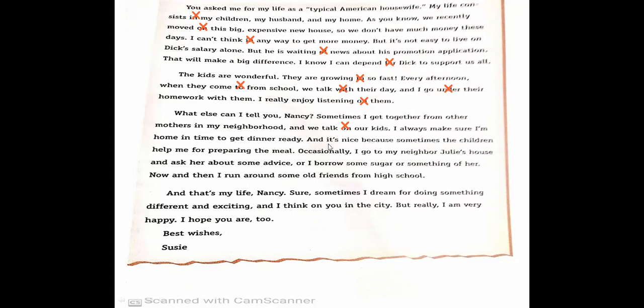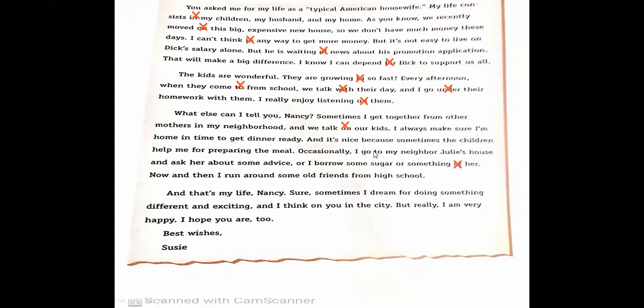Ready. Nothing. And it's nice because sometimes the children help me for preparing the meal. There's a mistake in "help me for". Is "for" right here? There's a mistake here. Occasionally, I go to my neighbor Julie's house and ask her about some advice, or I borrow some sugar or something of her. Sir, how "of her"? Again. From her. I borrow some sugar or something from her. Yes, so we have a mistake here, yes? So it would be from her.